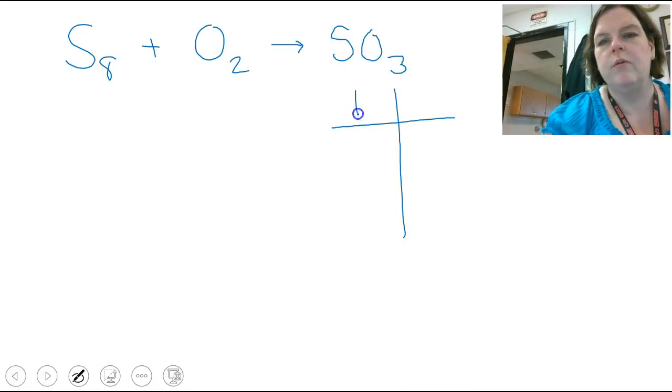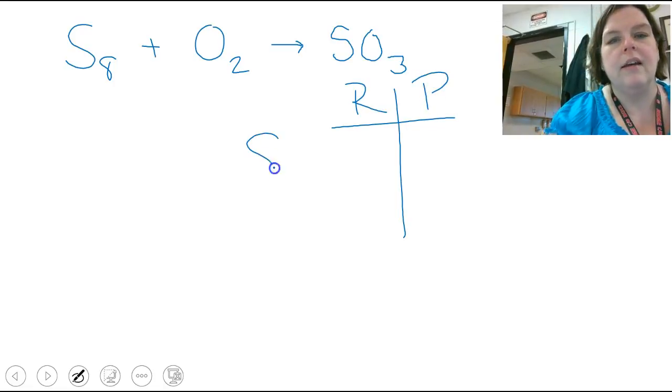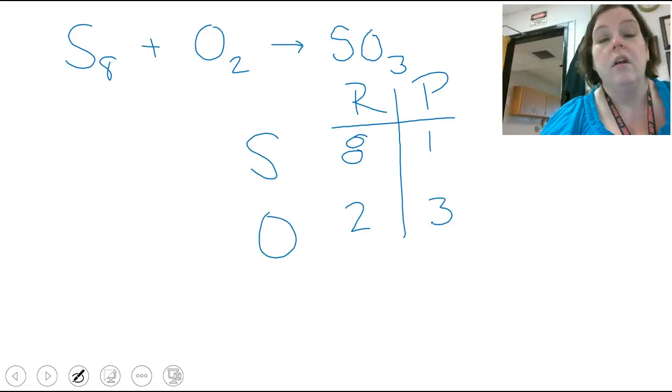There's my T-table. I'm going to do R and P for reactants and products. I'm going to list S, that's one of our elements. O is another one of our elements. We have 8 S on the reactant side. We have 2 O on the reactant side. We have 1 S on the product side and 3 O on the product side. So I look and I see S is not balanced. I've got 8 and 1.